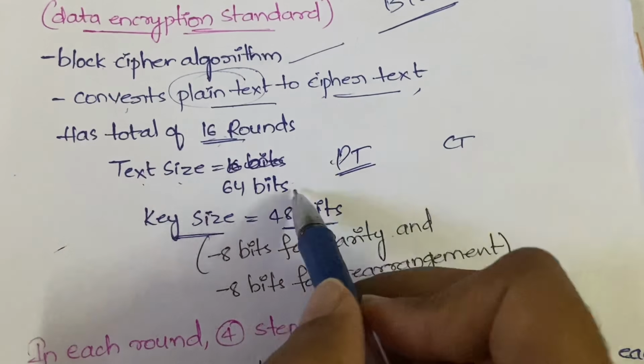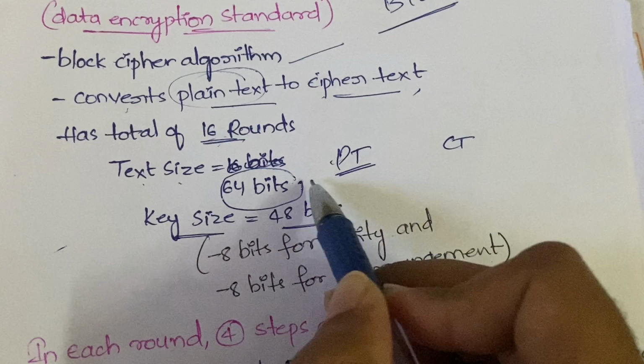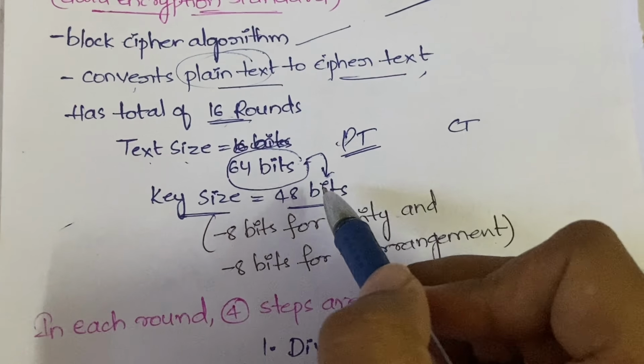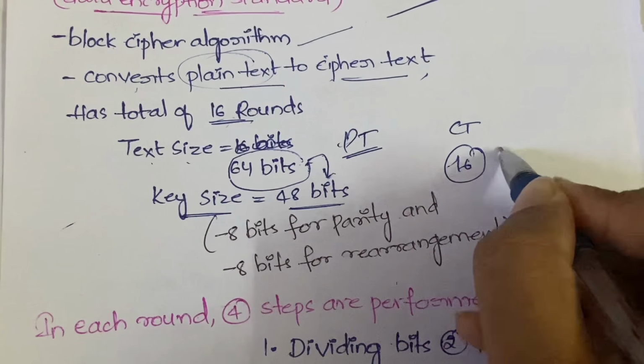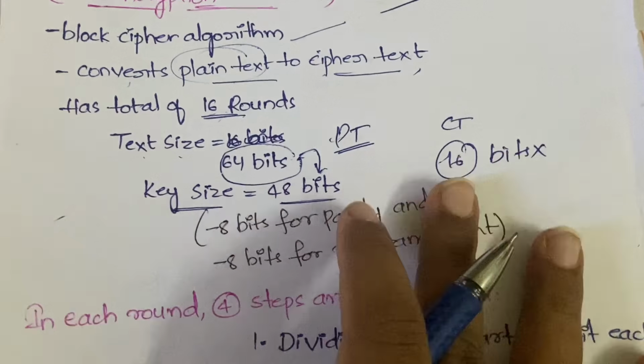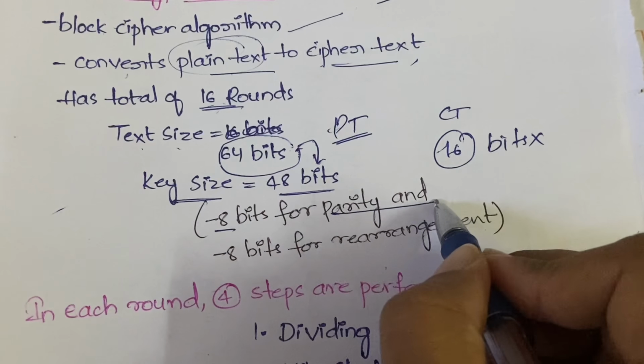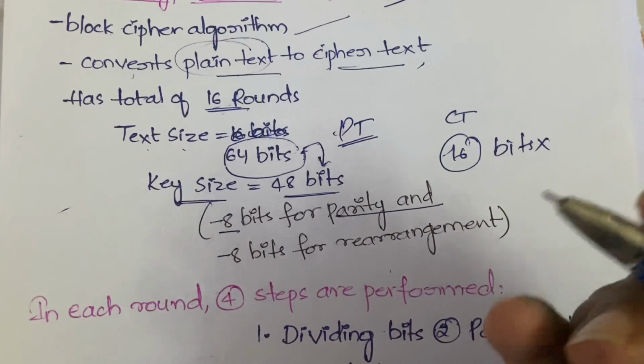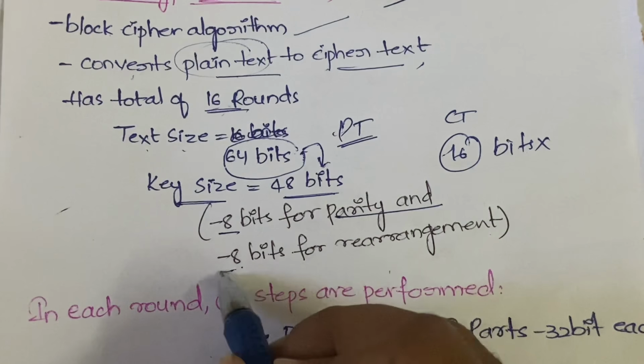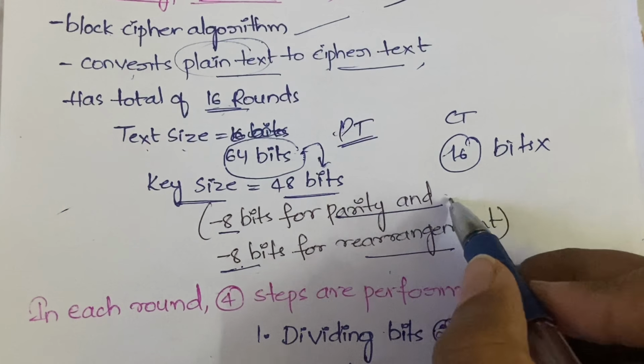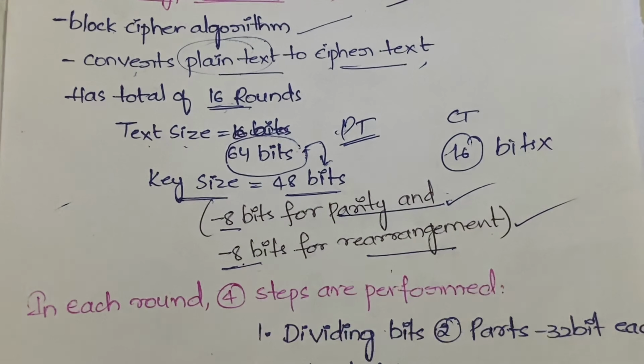See, actually the plain text size is 64 bits, right? Then why did we get a 48-bit key? That is 16 bits less. Where did the 16 bits go? I'll tell you. 8 bits are removed for parity, and I'll explain what parity is when I discuss everything in detail. And 8 bits for rearrangement. So 8 bits are gone for parity, 8 bits for rearrangement. I'll explain that in detail when we get to that particular step. Now don't get confused, right?